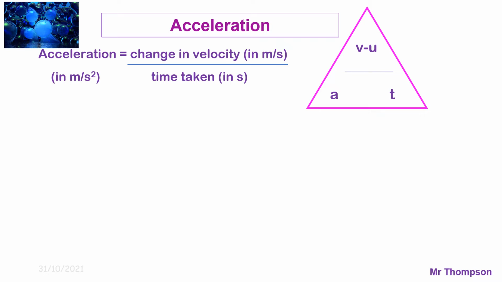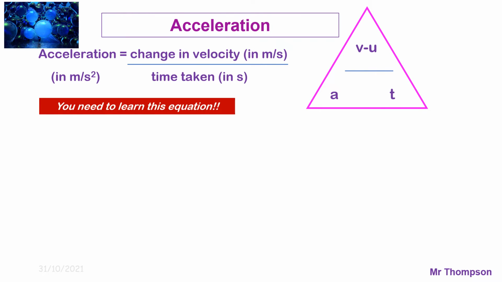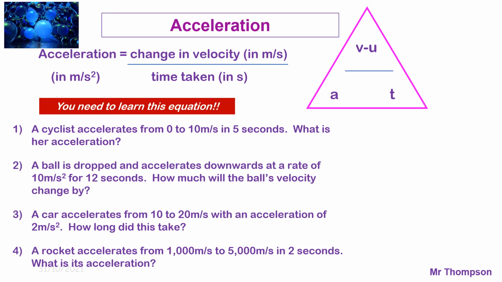If you want to rearrange the equation, you can put it in the triangle where we've got two symbols for velocity now. We've got v and u. V is the final velocity and u is the initial velocity. So that gives you the change in velocity. A for acceleration and t for time in seconds. Let's have a look at some examples then. You do need to learn this equation and use it. So here's some examples with some answers for you.